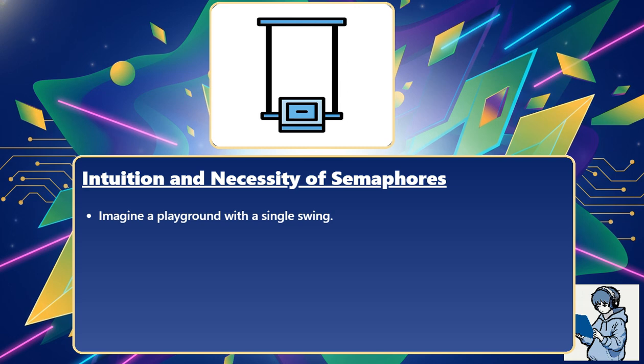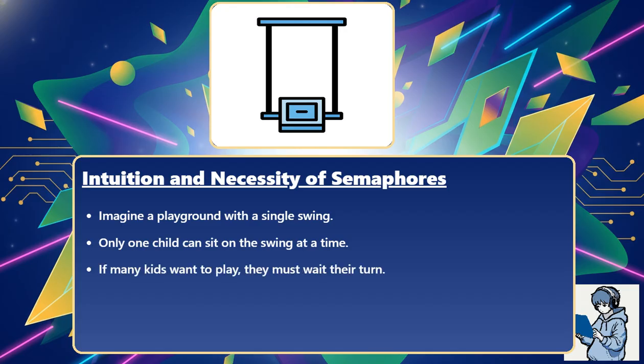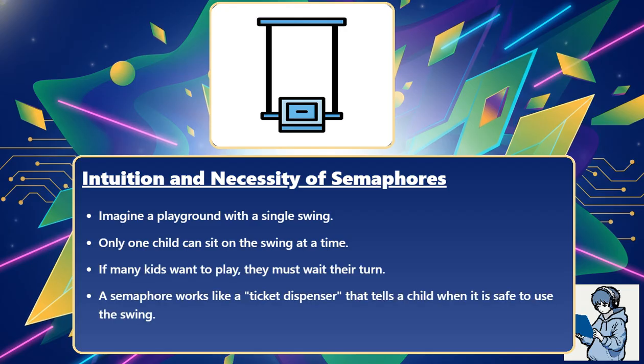Imagine a playground with a single swing. Only one child can sit on the swing at a time. If many kids want to play, they must wait their turn. A semaphore works like a ticket dispenser that tells a child when it is safe to use the swing.